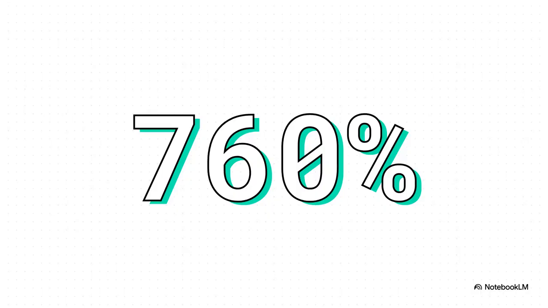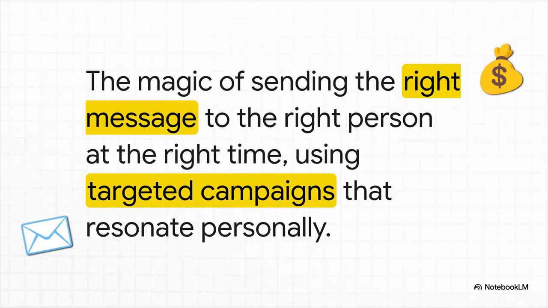And, it gets even crazier than that. When you take that same data and use it to create super-targeted email campaigns, the potential jump in revenue can be up to 760%. I mean, that is the magic of sending the right message to the right person at exactly the right time. Instead of just blasting your entire email list, you're talking to smaller groups with content they're going to care about. That's the real power of smart automation.